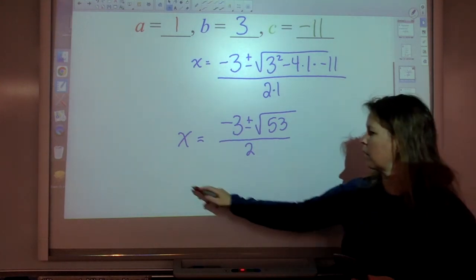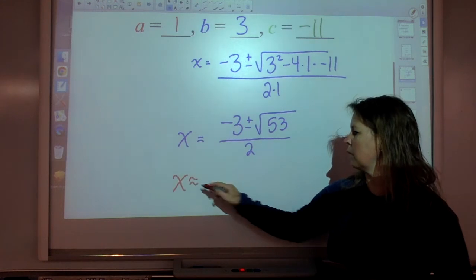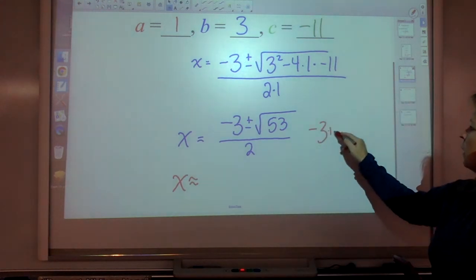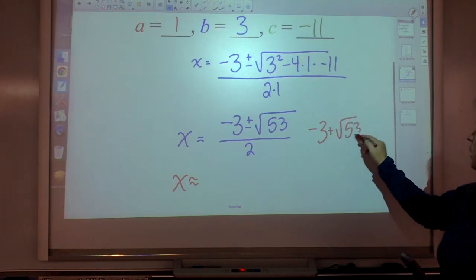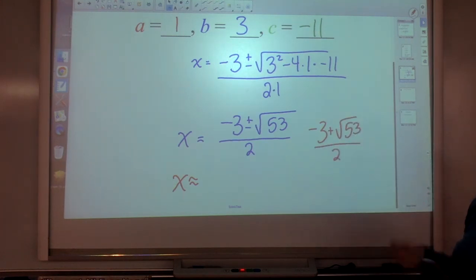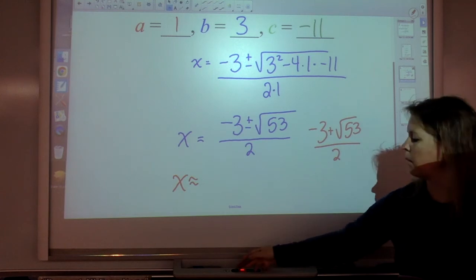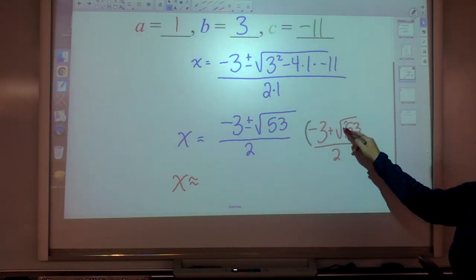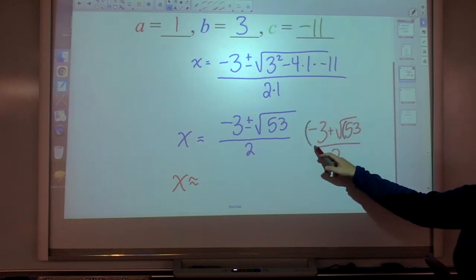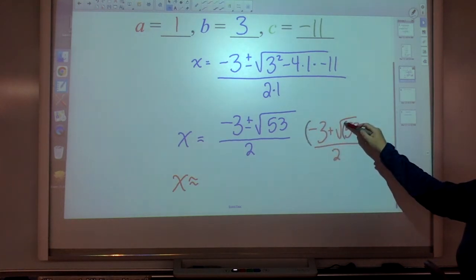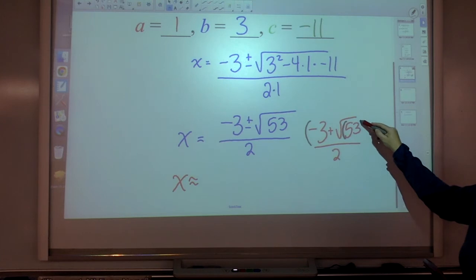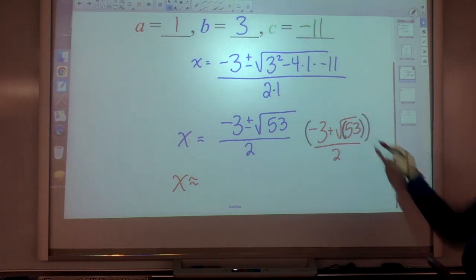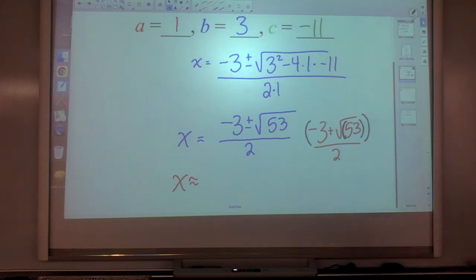If we are looking for approximate answers and we're willing to round it, it'll get typed in as negative 3 plus the square root of 53 divided by 2. And we've talked about this before in class, but anytime you use a square root, it gives you a parenthesis. So when you type in a left parenthesis, your calculator gives you a right parenthesis, or your calculator gives you another left parenthesis, which means we need a double right to make this work.